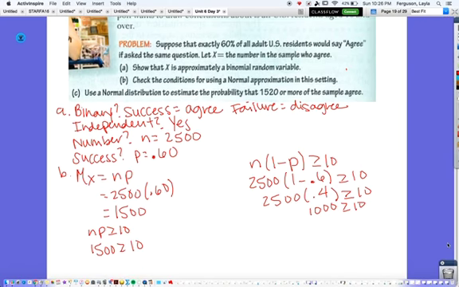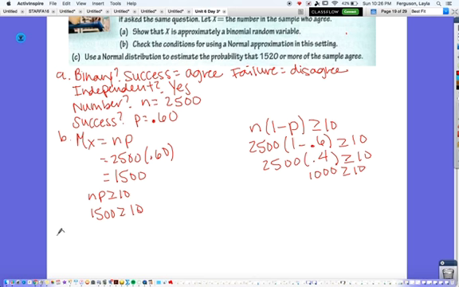Because we were able to satisfy both of those requirements, we should be safe to use the normal approximation for this problem. Then C says use a normal distribution to estimate the probability that 1,520 or more of the sample agree. So basically we are trying to find the probability that X is greater than or equal to 1,520.